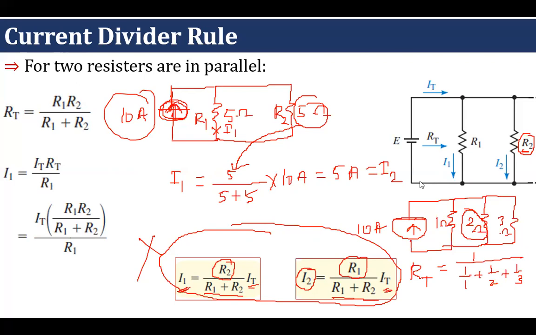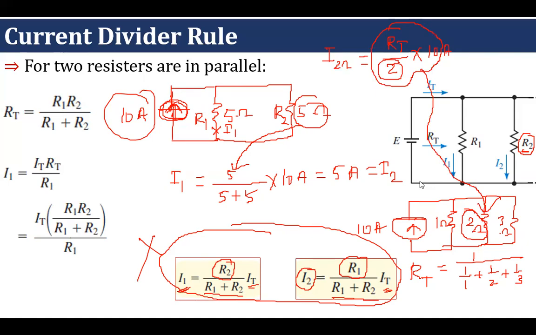So a generalized current division rule we have to apply. The current through the 2 ohm resistor will be equal to RT upon 2, this is the 2 ohm resistor value, multiplied with IT, which is 10 ampere in this case. So this much will be the value of current through this 2 ohm resistor. I hope it is clear to all of you.